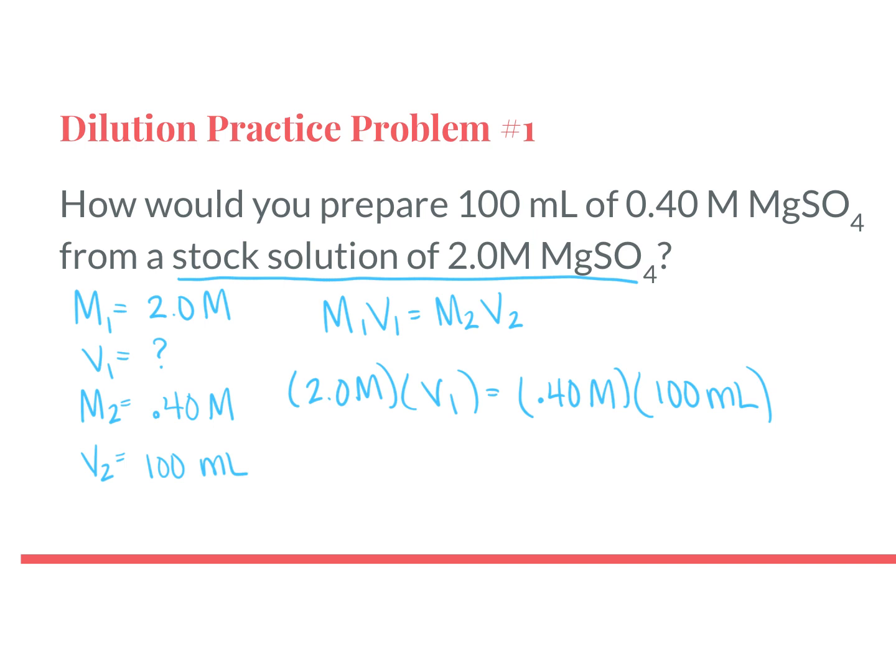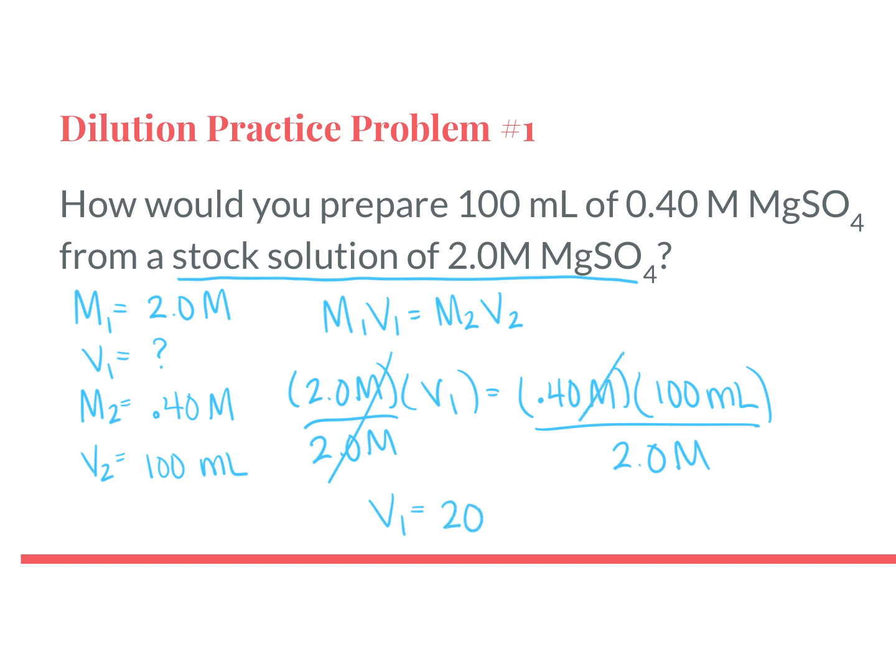Now can we just use algebra to solve for V1? How do we solve for V1? Good. Let's divide by the 2 on both sides. So what's 0.4 times 100? 40. What's 40 divided by 2? So V1 is 20.